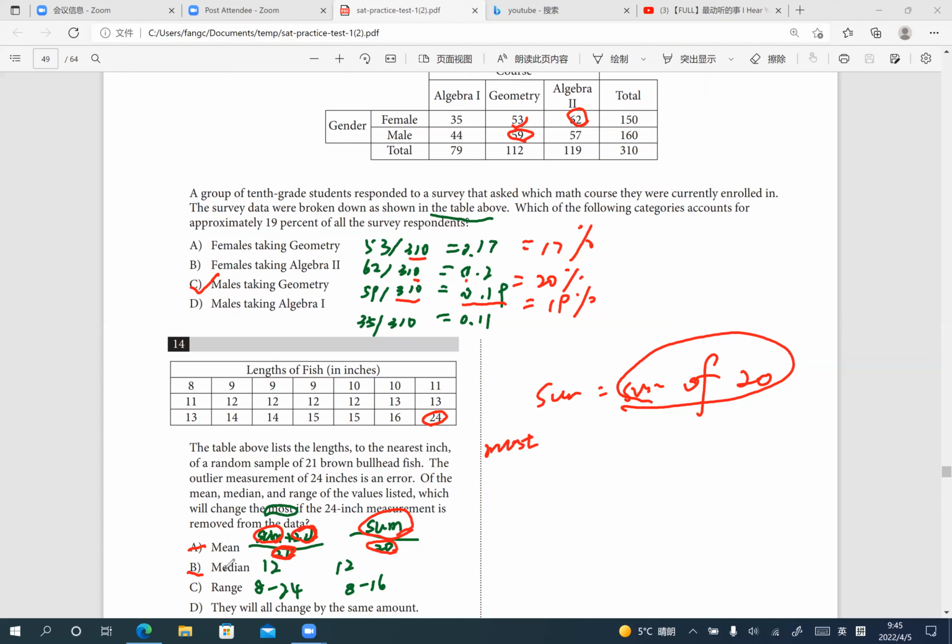Then we go to option B, median. Median before the last number is removed is 12, and after it is removed is also 12. So option B will not change. Option C, the range before the last number is removed is from 8 to 24, and after it is removed is 8 to 16. So we can see the range will change sharply. So we should choose option C. The range will change the most. Option D, they will all change by the same amount. So option D is not correct because the median will not change.